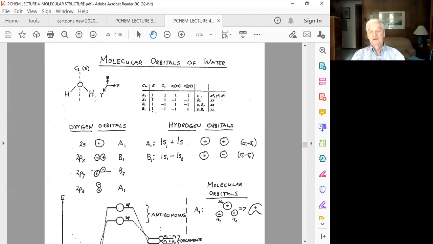Symmetry tells us how to make the combinations, but for the purposes of this course, I'll just tell you what the results are. So the hydrogen combinations are, we can add them together. We'll take plus wave functions for the two orbitals on the left and on the right. And then the other combination we're going to make is we're going to have opposite signs. So we'll have a 1s1 minus a 1s2.